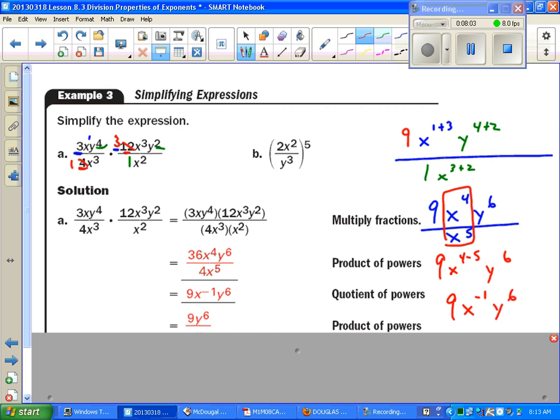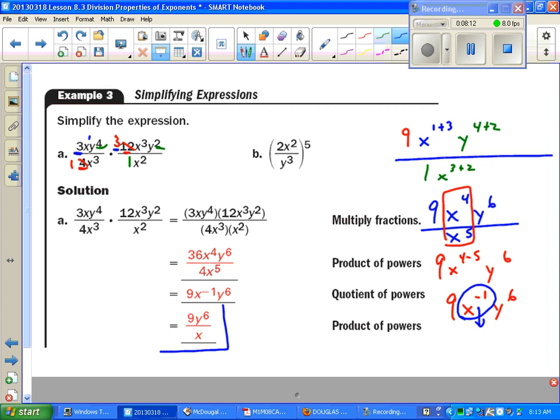And you can't have a negative exponent just like before. This is being raised to a negative power, so this rides that elevator down, and it leaves you with 9y to the 6 on top and x to the first power at the bottom, or simply x at the bottom.